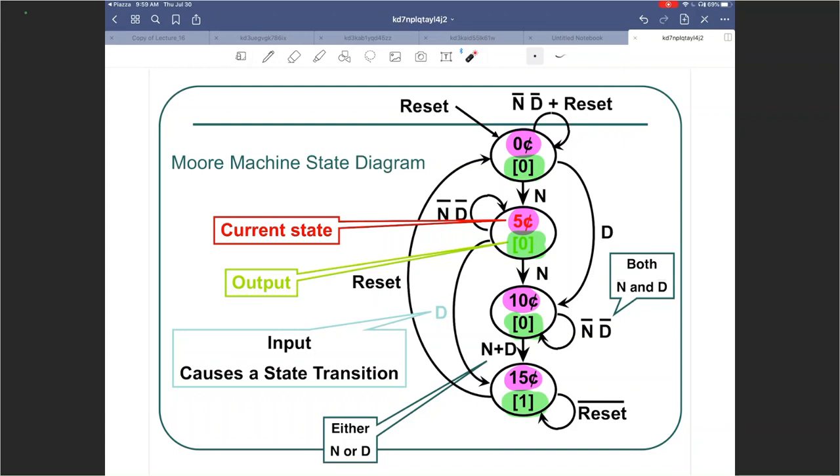Now, if you go to 5 cents, again, we need to talk about what happens when you put in a nickel, what happens when you put in a dime. If you put in a nickel, you go to the state which is 10 cents, and when you put in a dime, you go to the 15 cents state. If you do not put in any nickel or dime, you stay there. You stay in the 5 cents state.